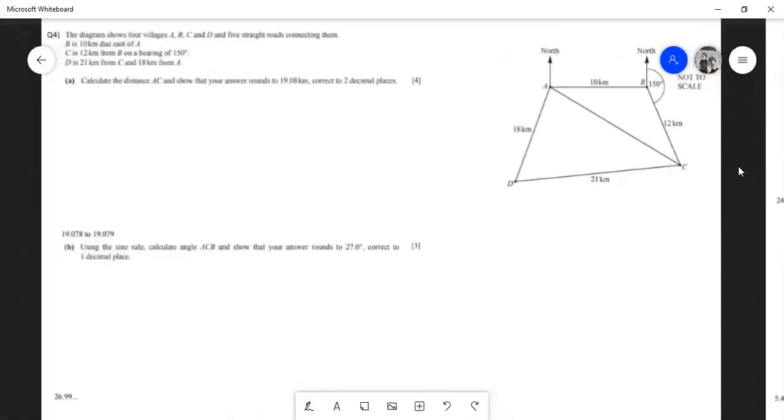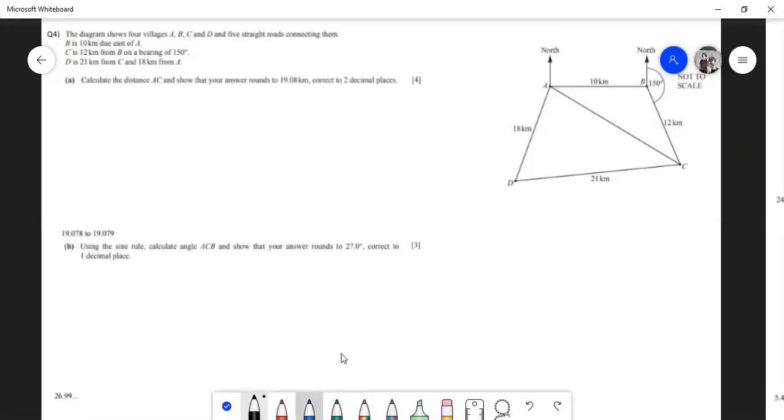Okay, now this question says the diagram shows 4 villages A, B, C. Calculate the distance AC. So quite obvious, this one. They want you to find AC. I already got everything that I need. If I got this angle, that will solve my problem. I know this is a 90 degree there. So 360 minus 90 minus 50, I know inside here is 120.